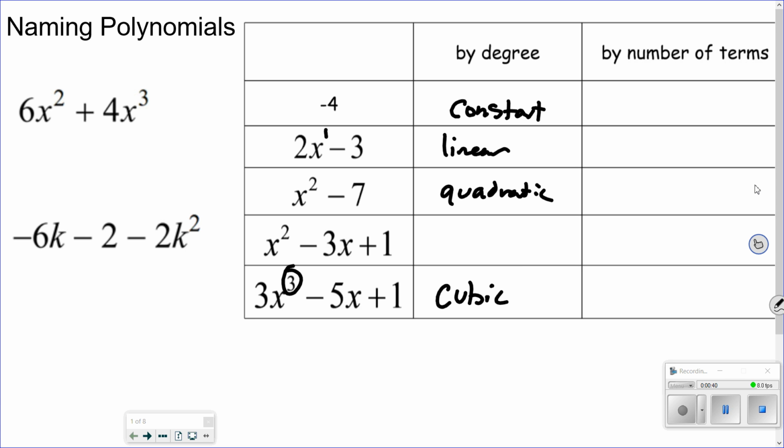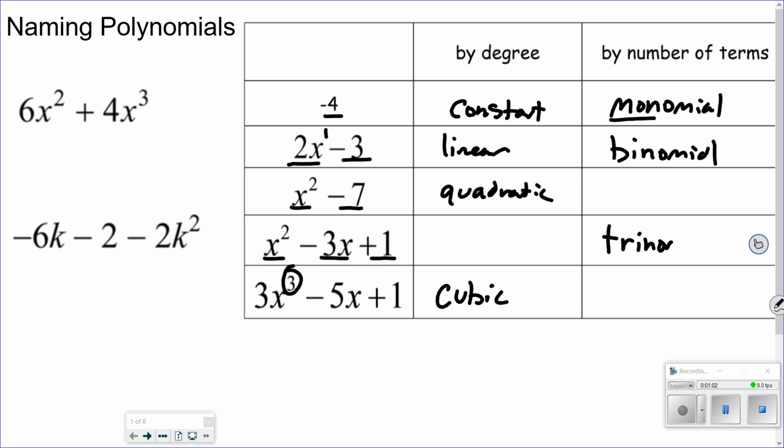Now, number of terms. This first one, just counting terms. This only has one term. We call it a monomial. Mon, the prefix means 1. The second one has 2 terms. So the prefix for 2 is bi, so binomial. This one's also 2 terms, so it's also a binomial. This one's got 3 terms, so it's a trinomial. And this last one's got 3 terms, so it's a trinomial also.